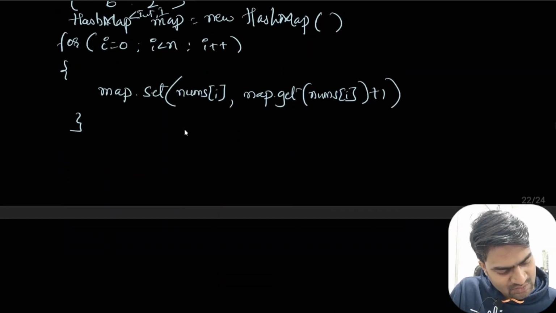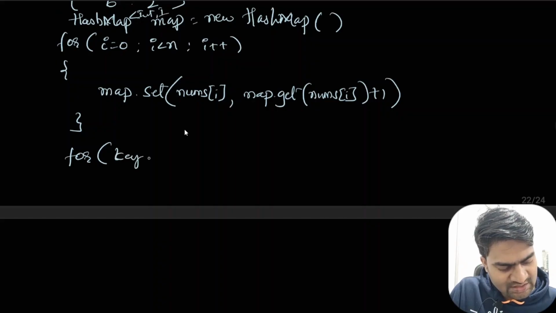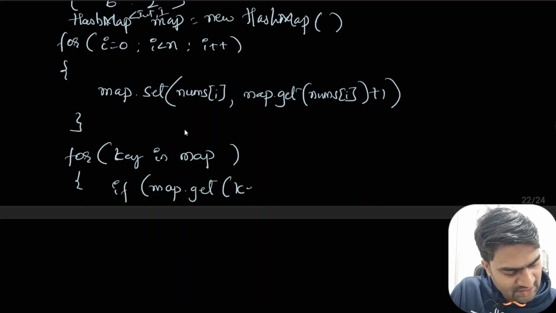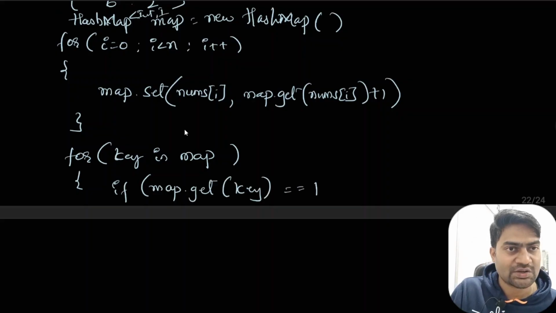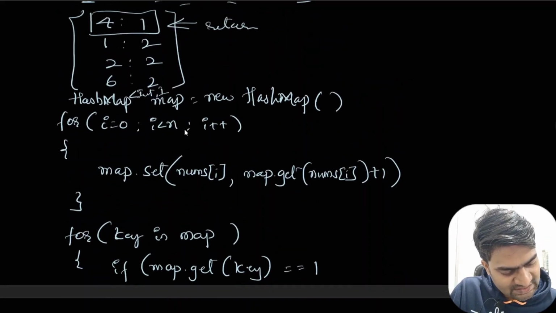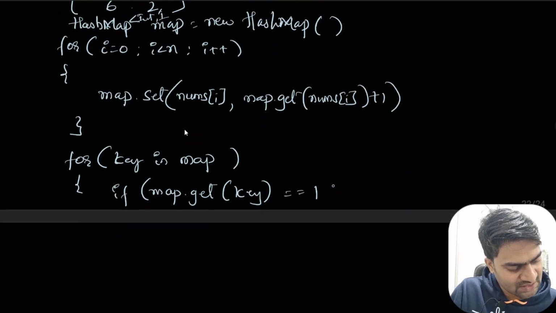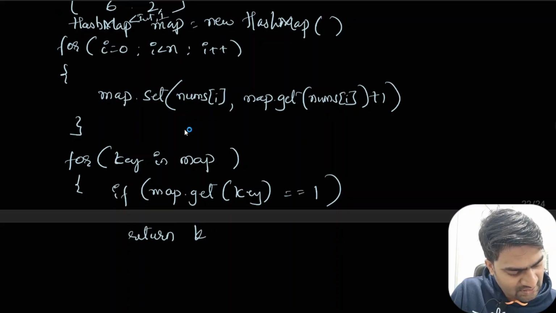After that, I will iterate for each key in map. Then I will check if map dot get of key is equivalent to 1. Get of key will give us the value, basically this value, this value, and we will check which one is 1. If it is 1, then we will return that particular key here.